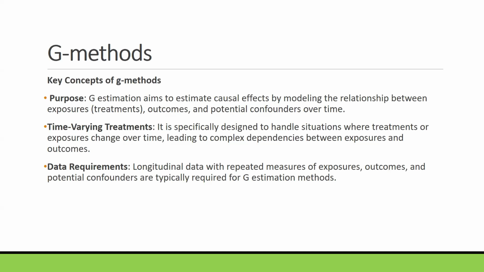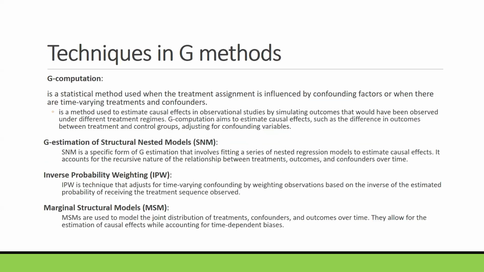G methods, sometimes you may read as G formula, and also G estimation. It aims to estimate the causal effect between the exposure, the outcome, and the confounder, especially over time, where we have longitudinal data with time-varying treatment, but where we are interested in modeling the outcome model. So there are some techniques called G computation and G estimation. Inverse probabilities can also be one of the G methods, and the marginal structural models that I have discussed today. I hope you will explore. I wish you explore these G computation and G estimation methods.